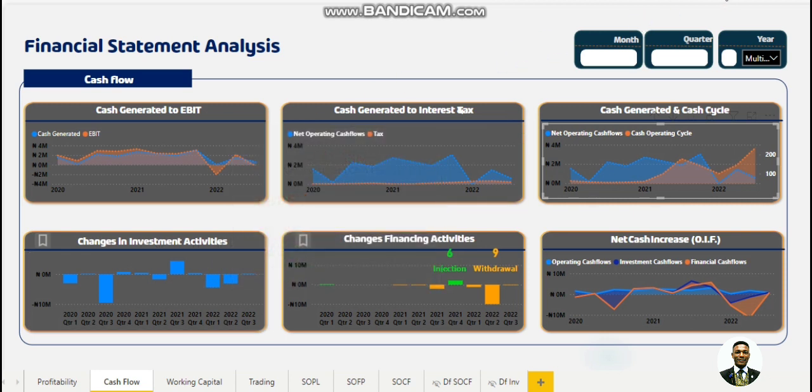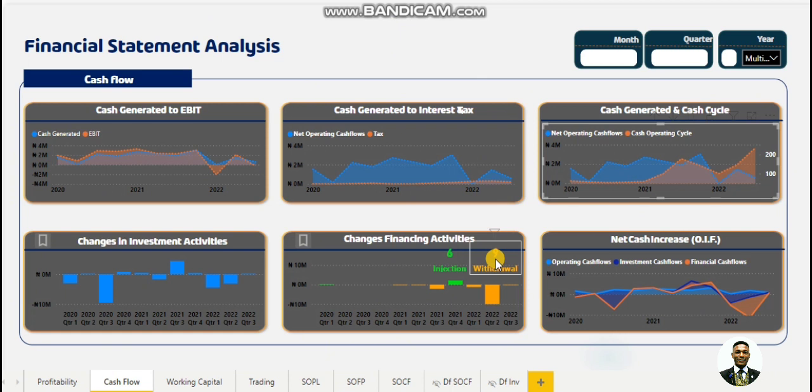Now we move on to changes in financing activities. Now this one gives us the amount that had been injected and withdrawn from the business over the various quarters. And as we see, there has been a total of 6 injections and 9 different withdrawals after the initial investment.